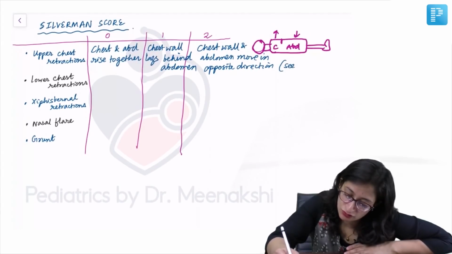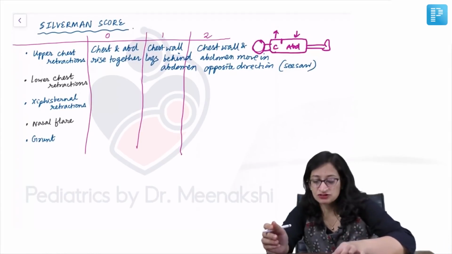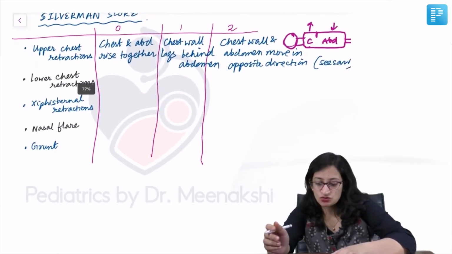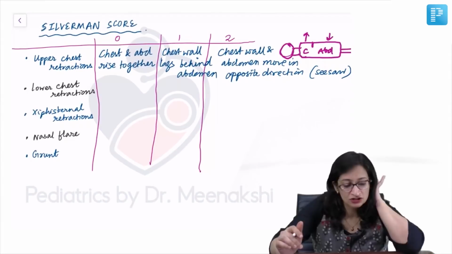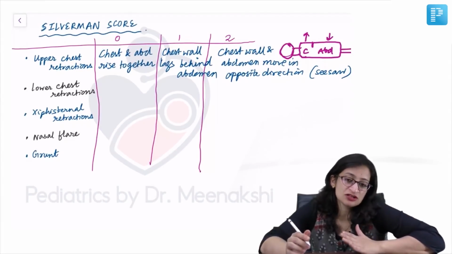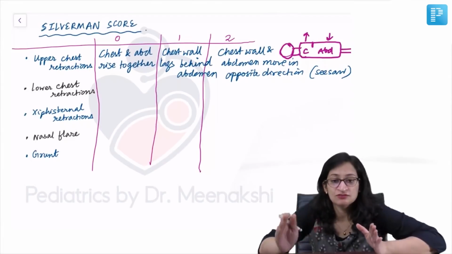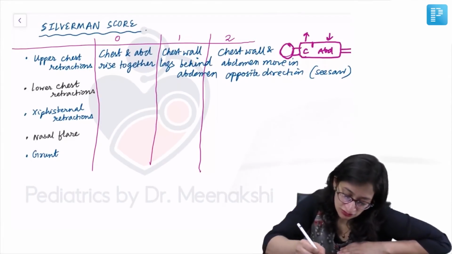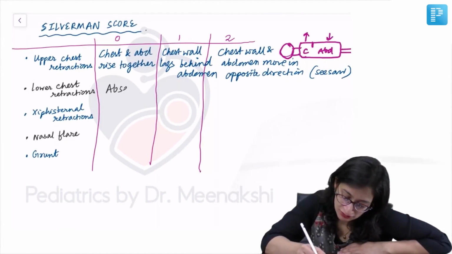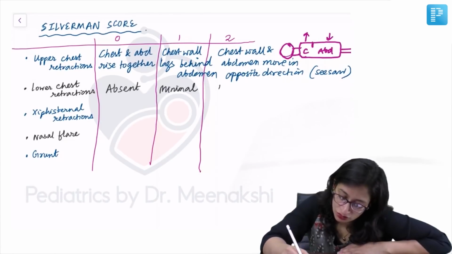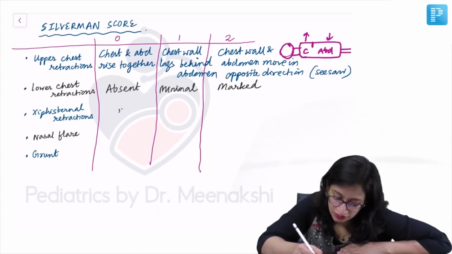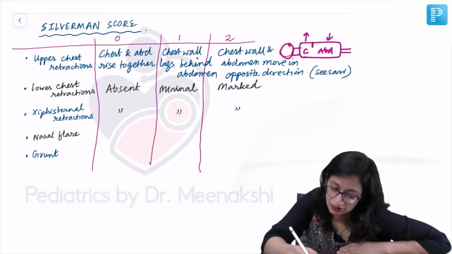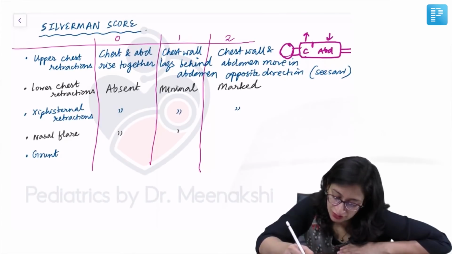So if a seesaw kind of movement pattern or paradoxical breathing is there, then it is given a score of 2. Okay. Severe respiratory distress. Now lower chest retraction, xiphisternal retraction, nasal flare, very simple. Absent, minimal, marked. So lower chest retraction, you give it a score of 0 if it is absent. You give it a score of 0 if lower chest retraction is there but minimal. And you give it a score of 2 if it is marked. Similarly, xiphisternal retractions absent, minimal, marked. Similarly, nasal flare absent, minimal, marked.